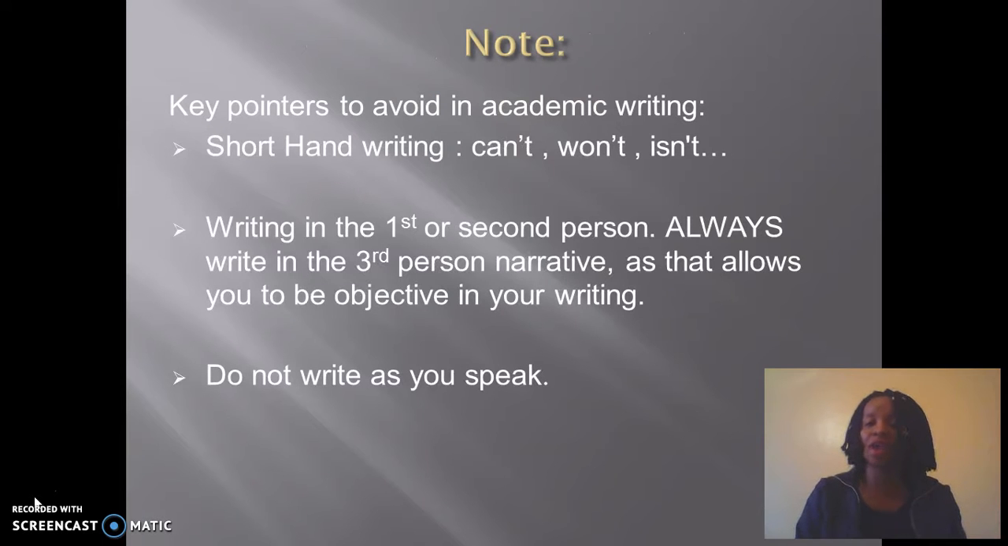Here are keynotes that you need to avoid in academic writing. Firstly, you do not write words such as can't, won't, isn't. That is shorthand writing. You write them in full: cannot, would not, is not.